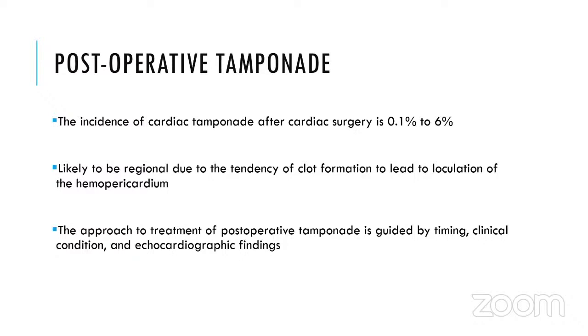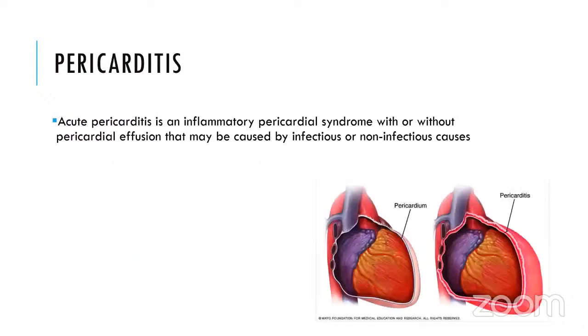The approach is guided by timing. So for example, for an early tamponade that happens immediately in the post-operative period, usually the patient will have to be sent back to the OR for re-exploration of the chest. A late tamponade post-operatively can in some cases be treated with pericardiocentesis. However, surgery is usually the preferred method.